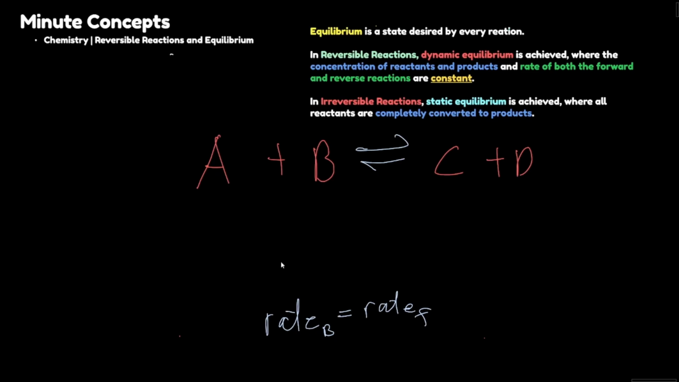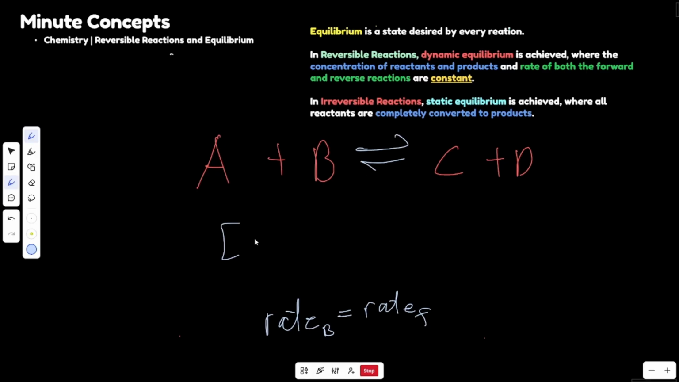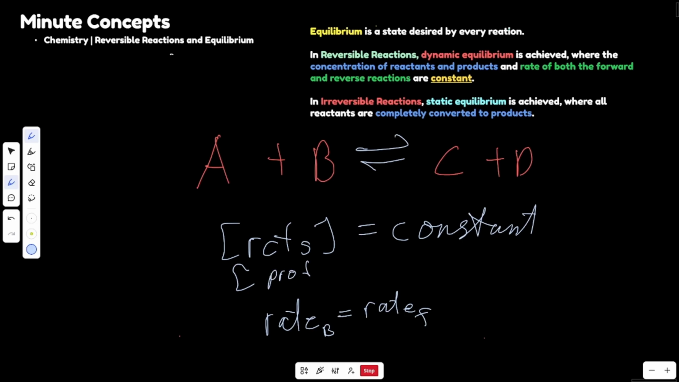So now that we understand the basics of what dynamic equilibrium is, wait, hold on, let's just write this. The concentration of the reactants and the concentration of products is constant. There. Now that we know the gist of what these two are, let's give some examples.